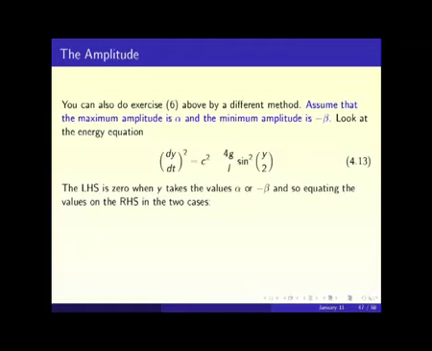And therefore, we get c² equals (4g/L) sin²(alpha/2) and c² equals (4g/L) sin²(beta/2). So, equating the two, we get sin²(alpha/2) equals sin²(beta/2), from which we deduce alpha equal to minus beta, which completes the discussion of problem number 6.